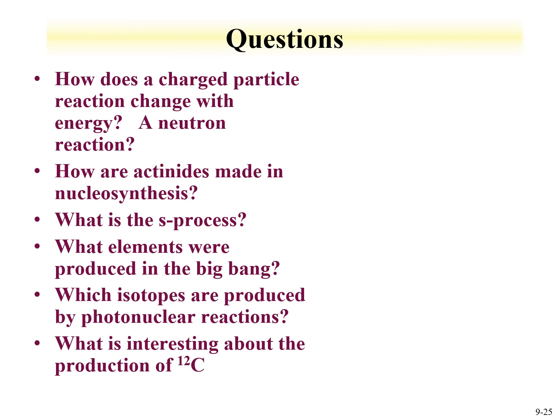And it's slow in relationship to the neutron capture. Basically, when you make a radioactive isotope with the s process, it has a very high probability of undergoing beta decay as opposed to capturing another neutron. We also discuss other aspects of nucleosynthesis, such as which elements were produced in the Big Bang, the lightest three, primarily being hydrogen. What isotopes are produced by photonuclear reactions?